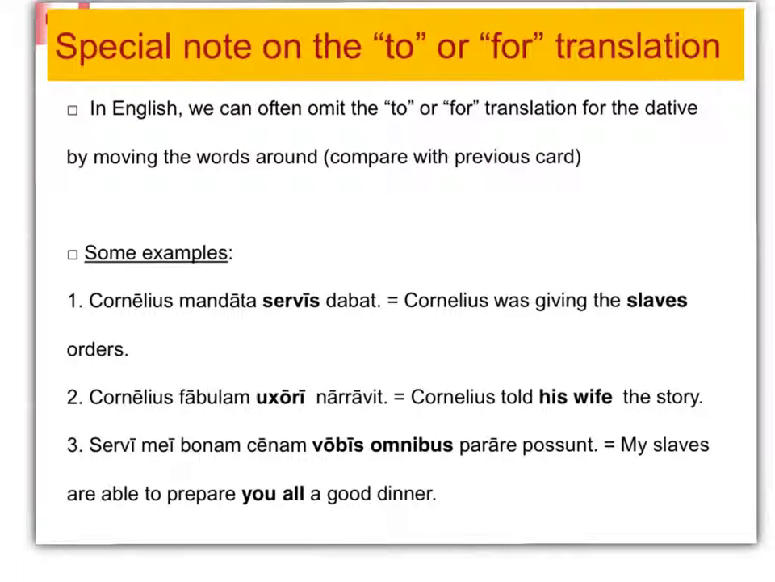Alright, take a look at this. Special note on the to and for translations. Sometimes in English we can omit the to or for translation with the dative by moving the words around, putting the indirect object in front of the direct object in English. So, for example, number 1, Cornelius was giving orders to the slaves. You could also say Cornelius was giving the slaves orders. Please pause and look at the other examples.